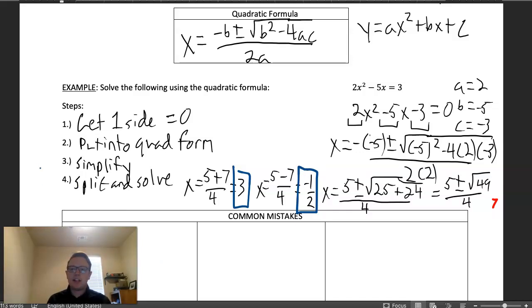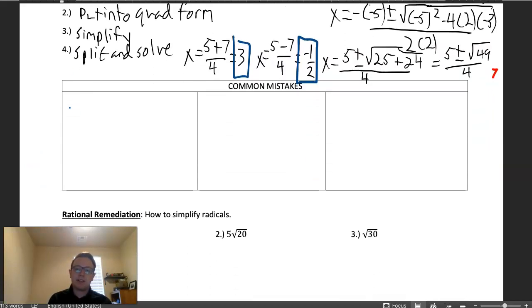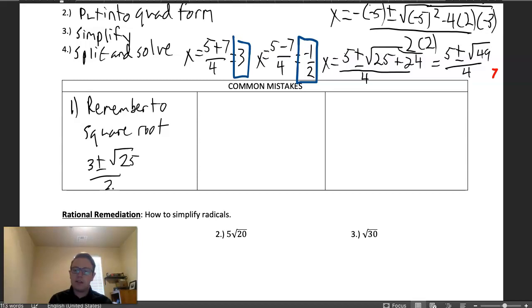So this is the basic process, but we have a couple of common mistakes we want to look out for, a couple of things to make sure you're remembering to do. Number 1, let's do that in black. Number 1 is remember to square root. So if you end up getting something like 3 plus or minus the square root of 25 over 2, remember to take the square root. This isn't 3 plus 25, this is 3 plus 5. 3 plus or minus 5 over 2. So that's our first common mistake.